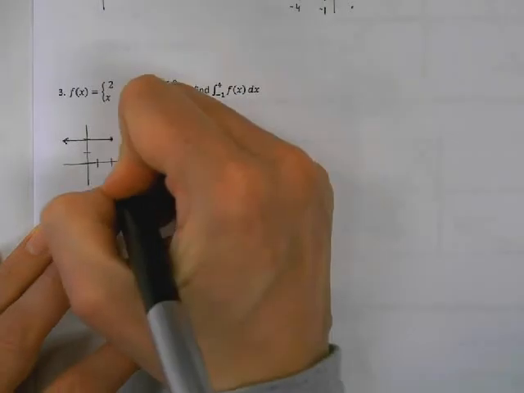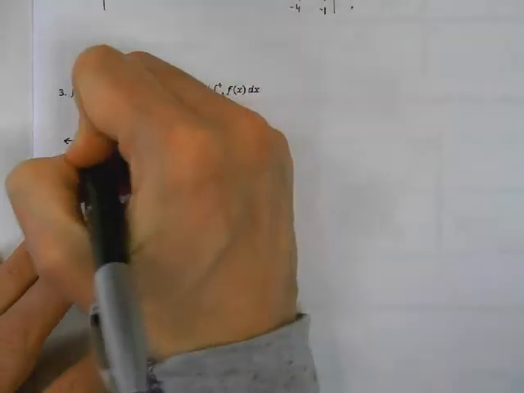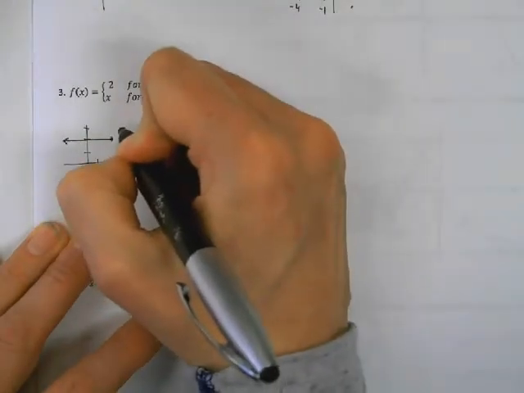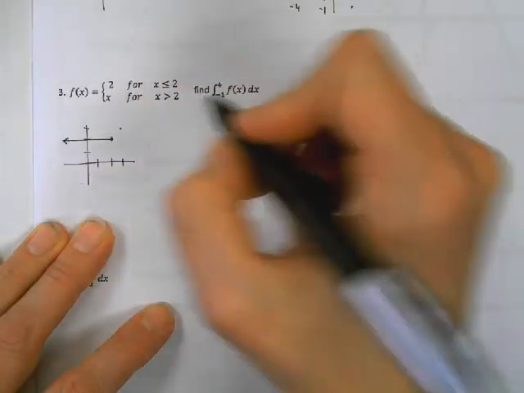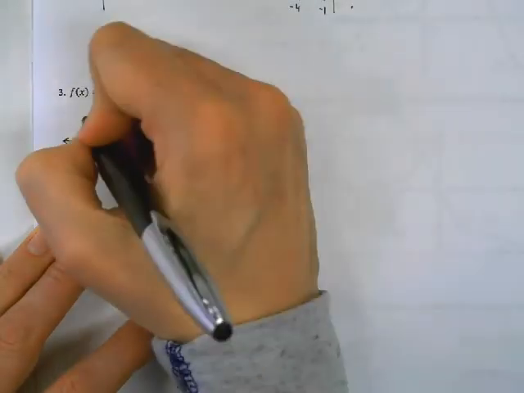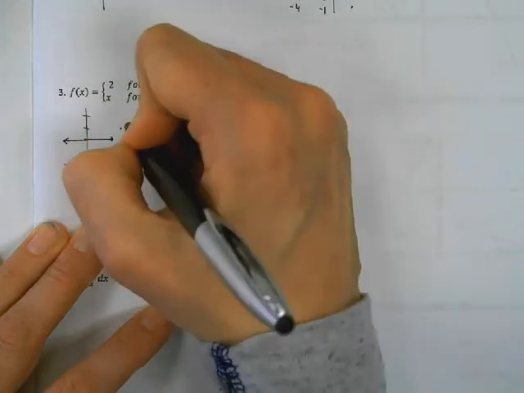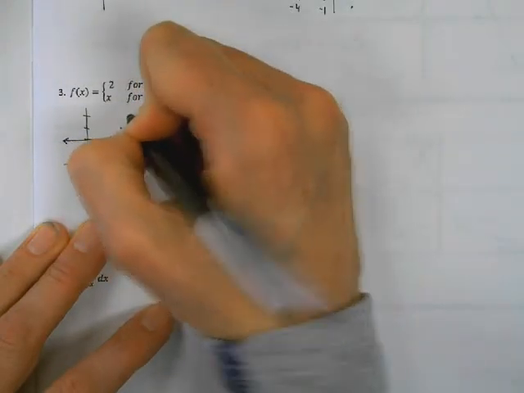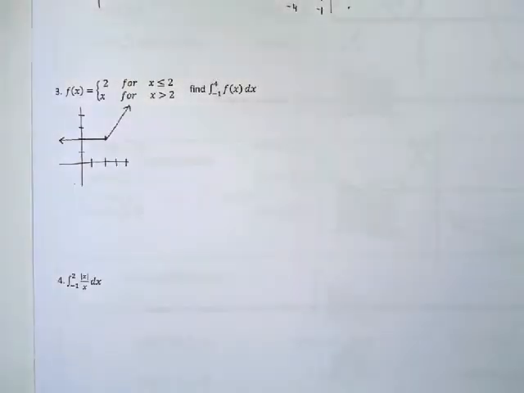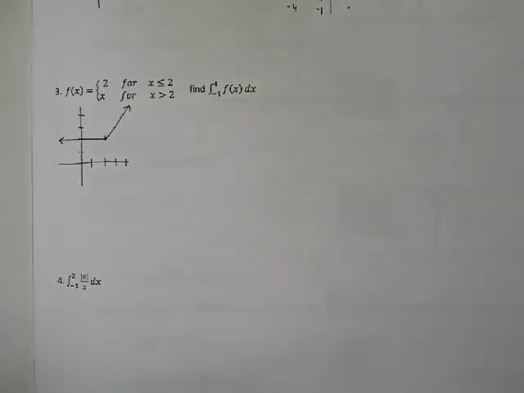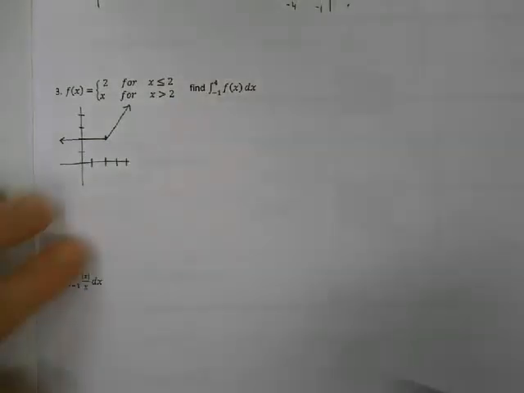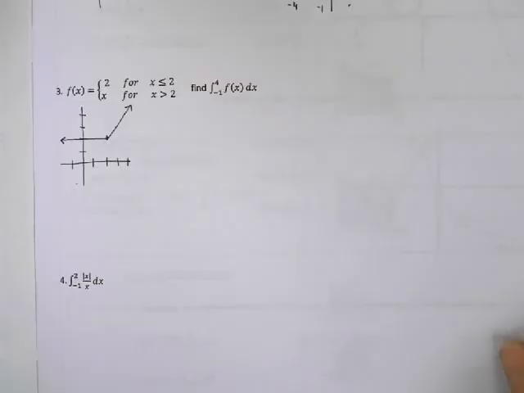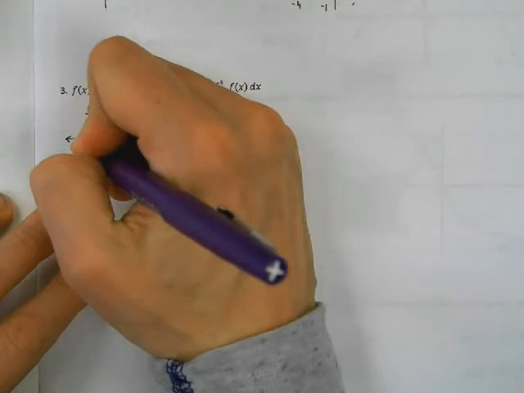So basically just got a slope rise over run, 1 over 1. So it's going to look like this. I'm going to put one more point on here. So it looks something like this. Okay, now we're integrating from negative 1. So let me put that on here. So from negative 1 all the way up to 4.